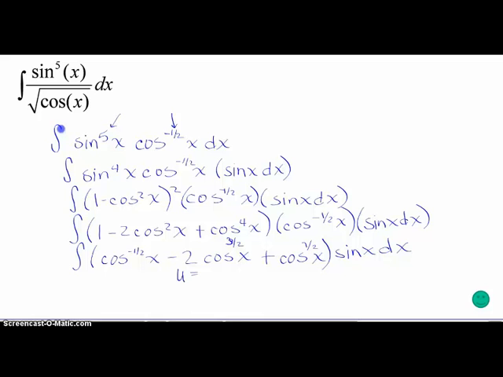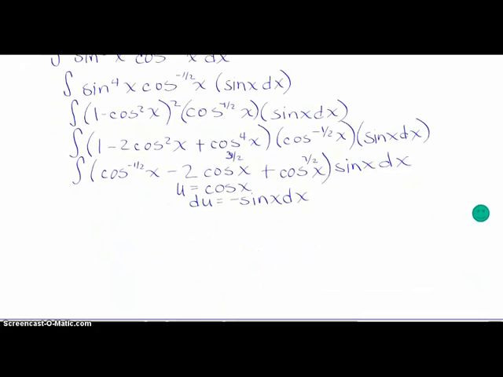Now I'm ready for my u substitution. So I'm going to say u is cosine, so du has to be negative sine. We're going to be off by a constant, and we can write all of those cosine functions as u, and then du. So we love it when one of our exponents is odd.